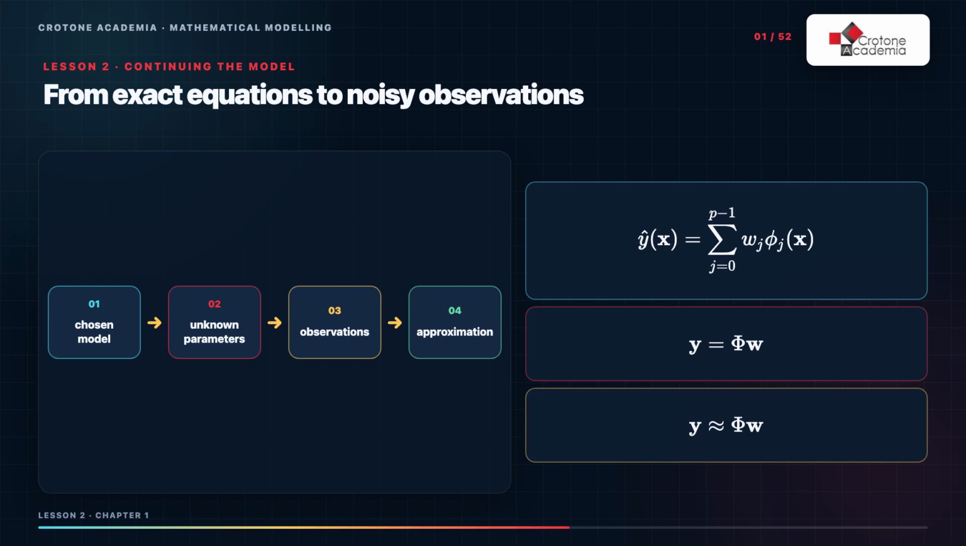That leads to identifiability, whether different parameter effects can actually be separated. Finally, we will introduce noisy observations and see why an exact solution may not exist at all. At that point, approximation is no longer optional. It becomes the mathematical problem. We will stop just before choosing a particular approximation rule. Least squares belongs to the next lesson. Our purpose here is to understand precisely why it is needed.